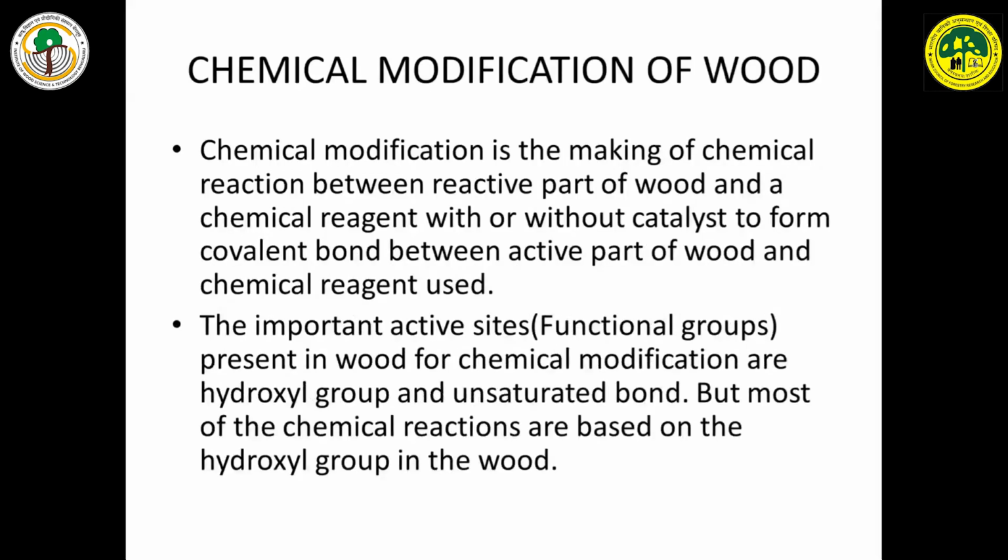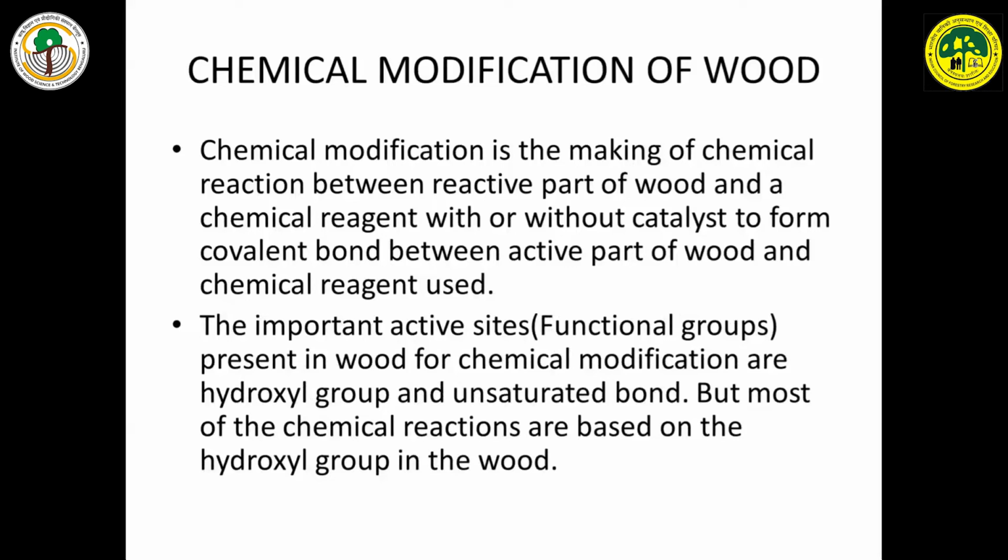And another part is the chemical modification of wood. So it is a very important process here, chemical modification of wood. Chemical modification of the wood is making the reaction between wood and the chemical reagent to form the covalent bond between reagent and the wood. So whenever the bond is formed between the wood and the chemical reagent, the properties of wood are improved.